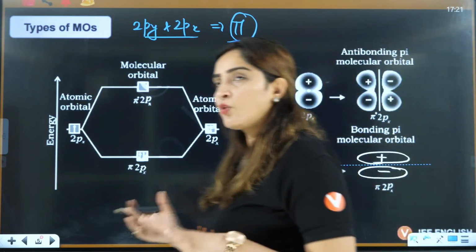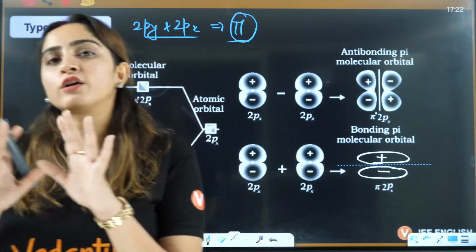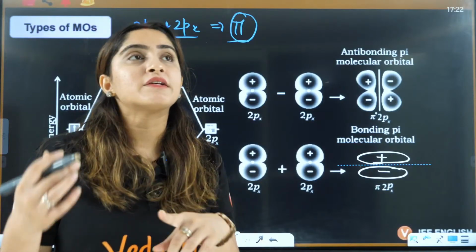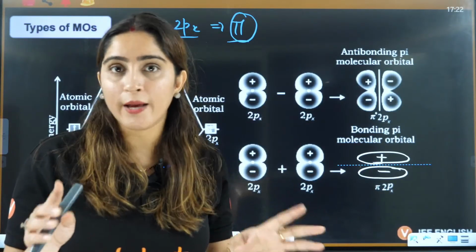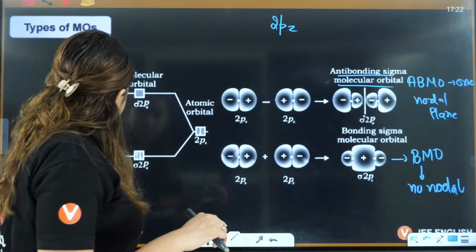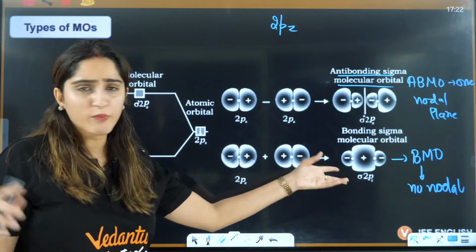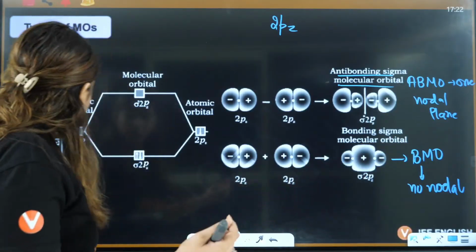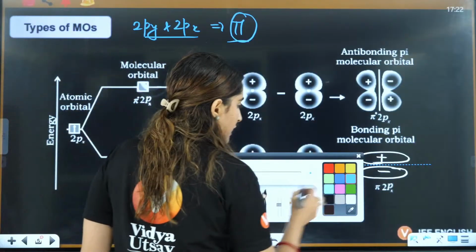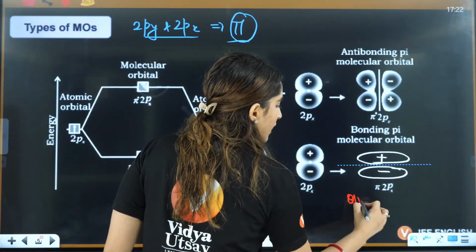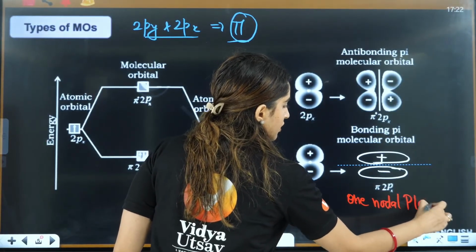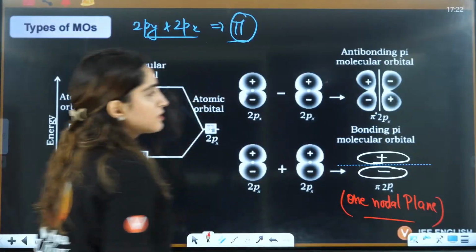So just like I told you, bonding molecular orbitals may or may not have a nodal plane. We have discussed that in 1s, the bonding MO didn't have any nodal plane. In the 2pz bonding molecular orbital, no nodal plane is there. But when we talk about 2px, 2py, a nodal plane is there. So we can say one nodal plane is present here.